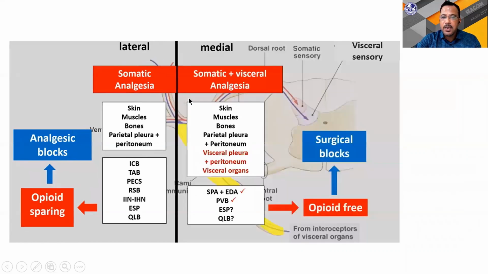But if you are blocking medial to it, you get a surgical block and you also get visceral analgesia. This is where the epidural and paravertebral work, and the erector spinae and quadratus lumborum blocks might work. So it's a controversy, but it may work or it might not work.